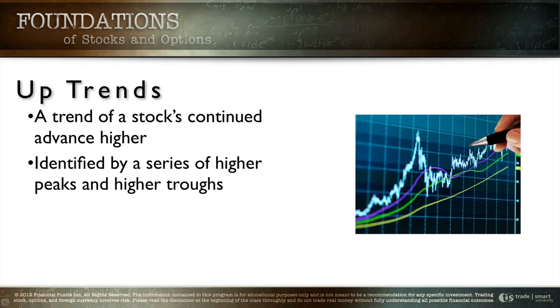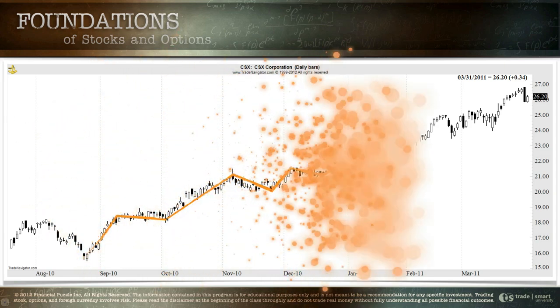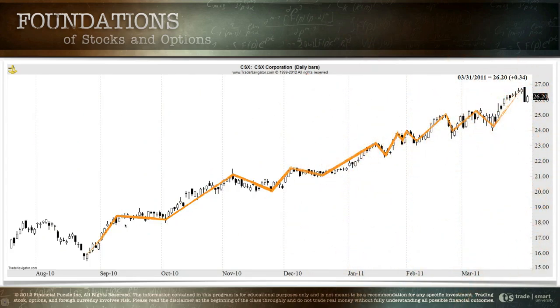In an uptrend, a stock is going to be trending with a higher advance. It's going to be identified by a series of higher peaks and higher troughs. Take a look at this CSX trade here. Notice that the trade is moving higher. We make a peak, and then what happens? We have a little correction, and there's your valley. In this particular case, your valley was almost flat. Over here in November was a little bit more of a valley, and you can see the idea of the peaks and the valleys.